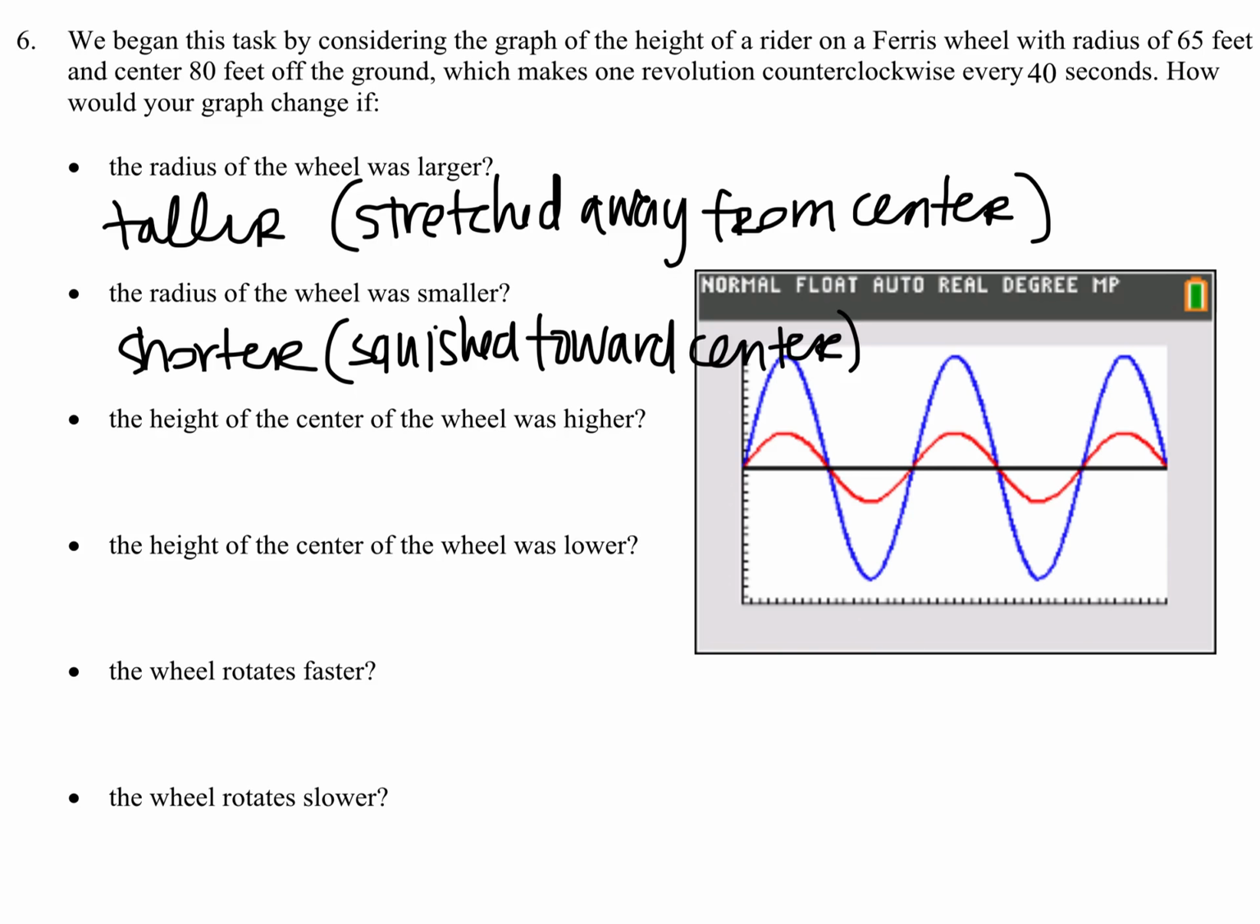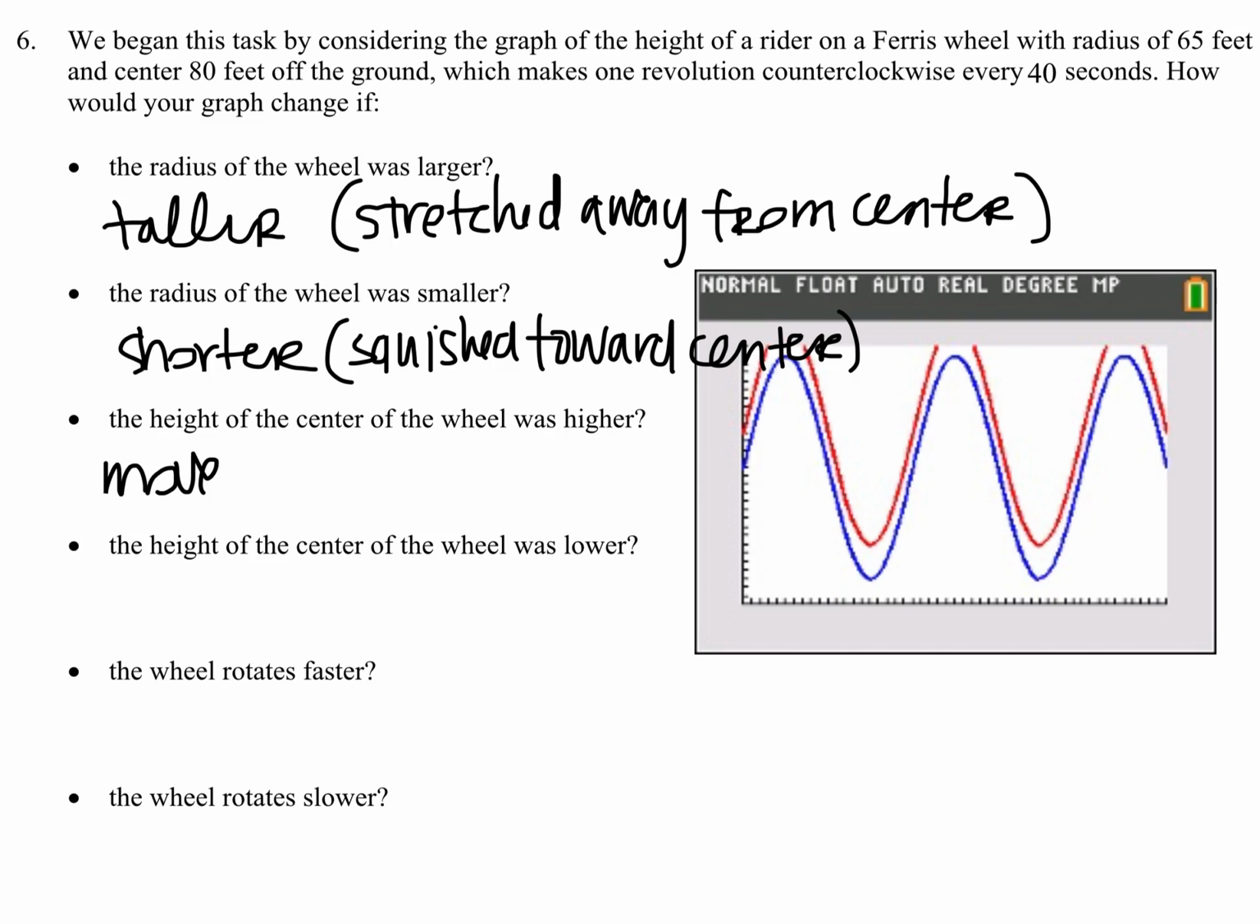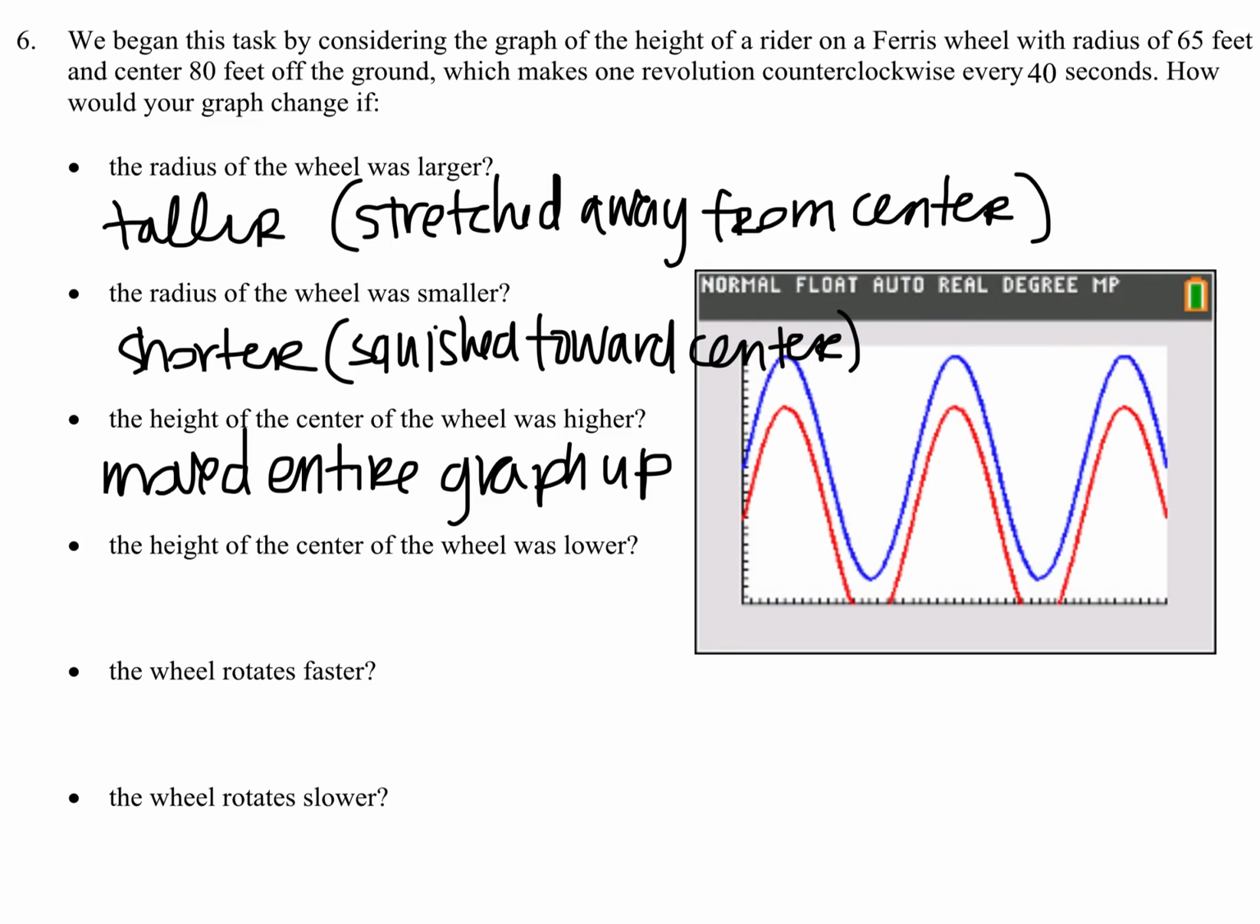If I wanted to make the height of the center higher, so let's say instead of having the height at 80, I wanted to have the height be up at 100. Everything is the same except I have just moved the whole graph up. And if I wanted to have the height of the center of the wheel lower, so if I change it down to 50, same thing, it just moves the whole graph down.